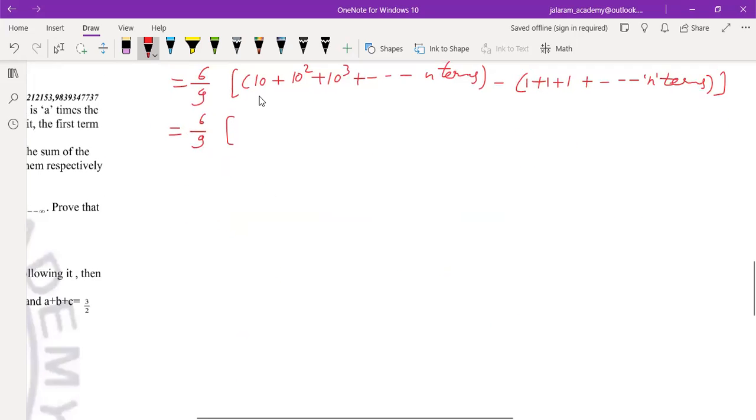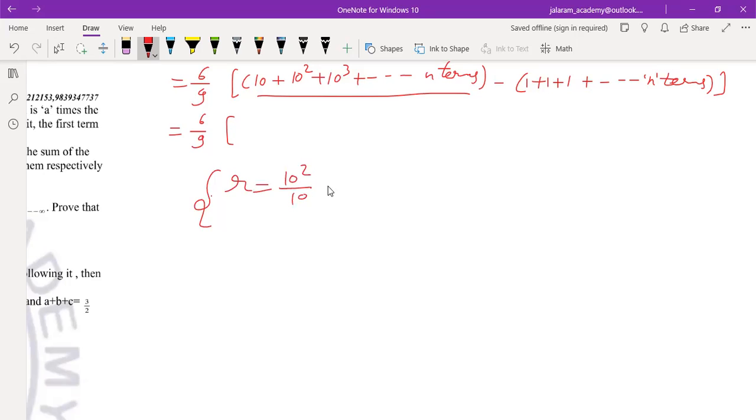Now, if it's a GP, we have to check whether it is giving the common ratio or not. A2 by A1 is 10 square by 10 equals 10, correct? And A3 by A2 is 10 cube by 10 square equals 10. Yes, so it is a common ratio. So it's a GP, and its first term is 10, and the common ratio is also 10.